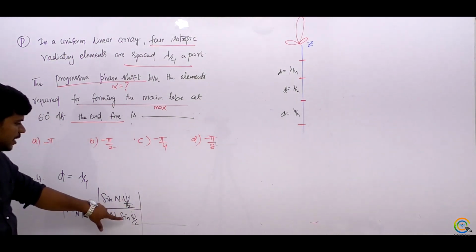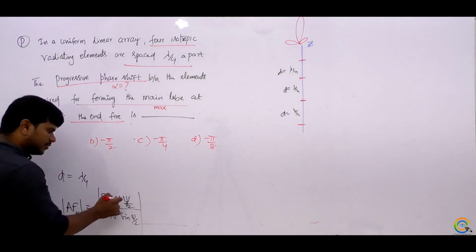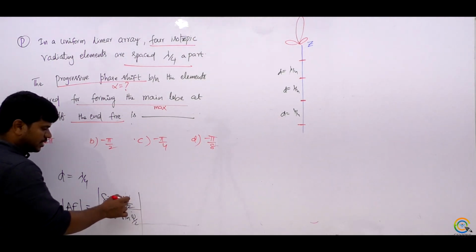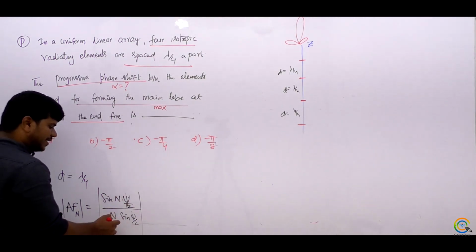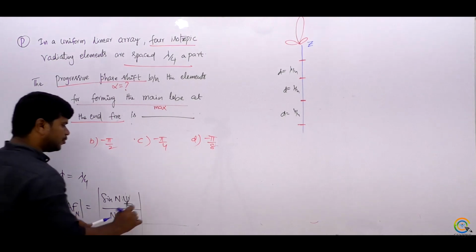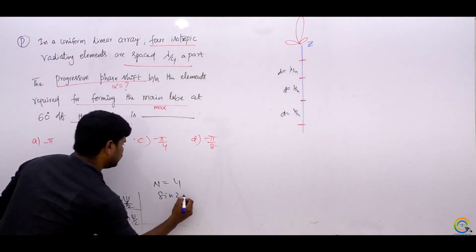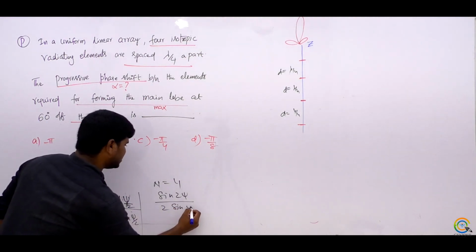If you apply L'Hospital's rule, suppose you put n equal to 4 here, it will be sin 2 psi divided by 2 into sin psi by 2.